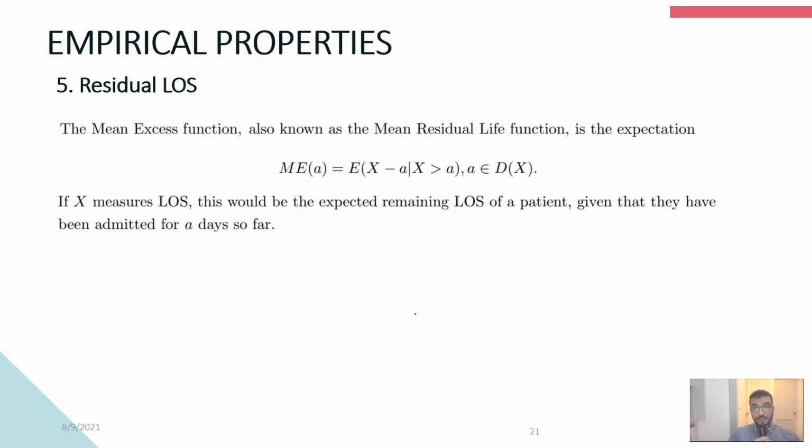Another test from extreme value theory concerns the behavior of the so-called mean excess functions. That is the excess expectation of a random variable over a threshold A as it is defined here. For length of stay, that represents the residual expected length of stay of a patient, conditional on having been admitted for a certain number of days.